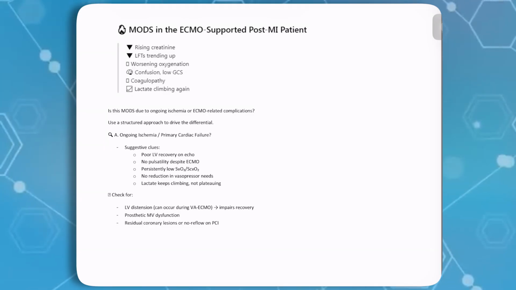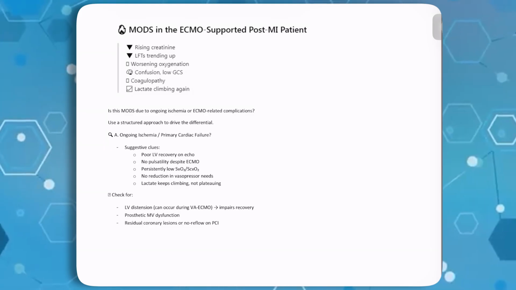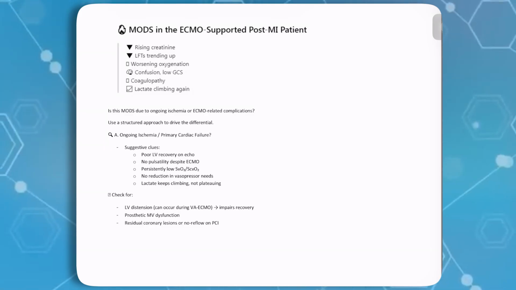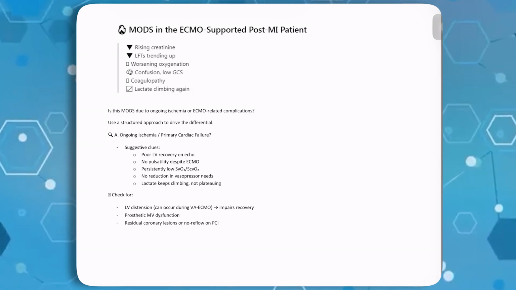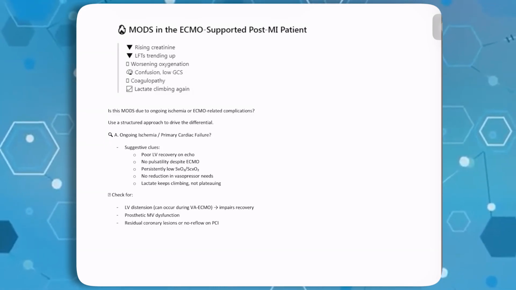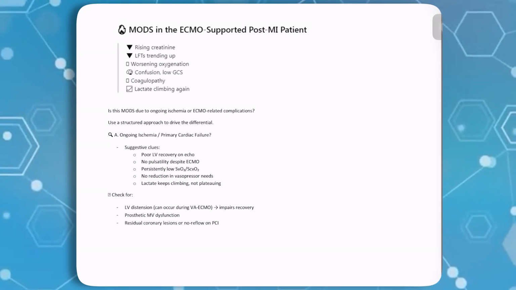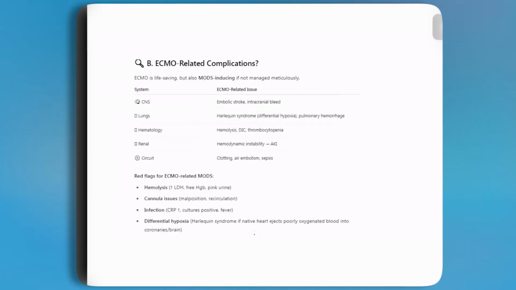If there is an LV distension, which can occur as a consequence of VA ECMO and impairs recovery, you should immediately drain out some blood from the venous end so that the preload can be decreased. So these are ECMO-based questions. Then prosthetic dysfunction of the mitral valve, and of course, residual coronary artery lesions can be there. You should always check for them.